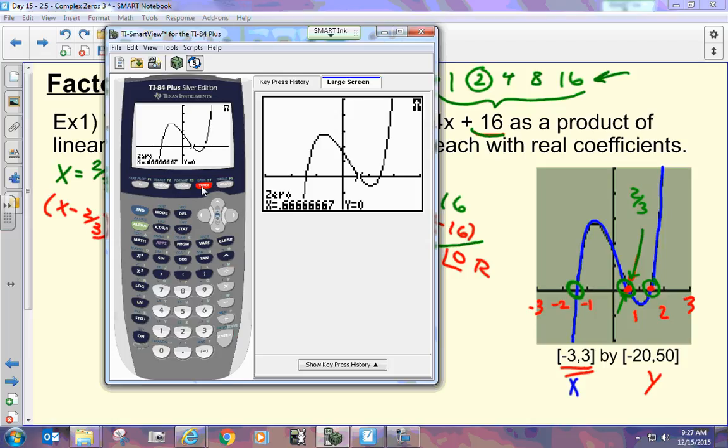So I'm going to calculate a zero again. And this time I got to be to the left of that. That is to the left of my zero. Hit enter. And make my little bow tie. Come back up to the right. Hit enter. 1.41421336. Interesting.